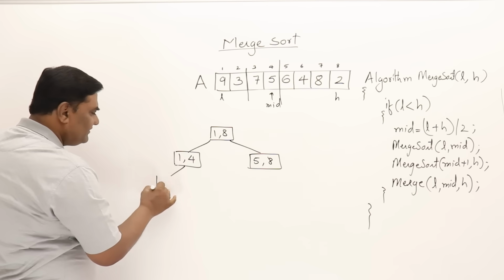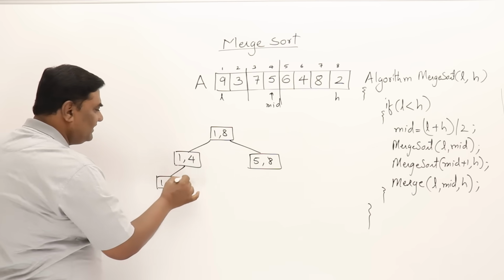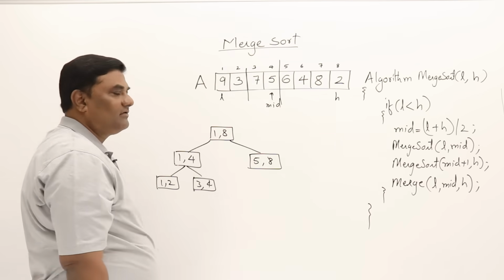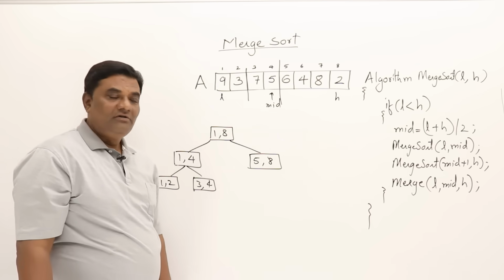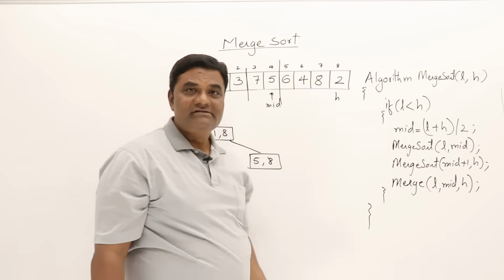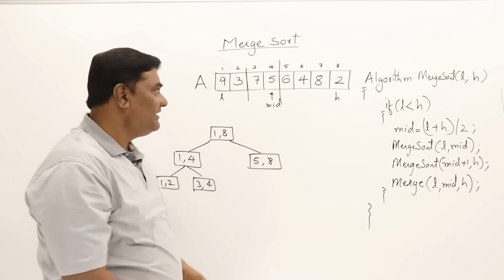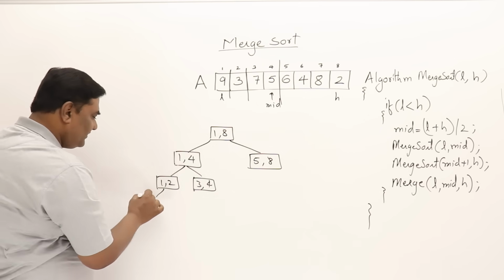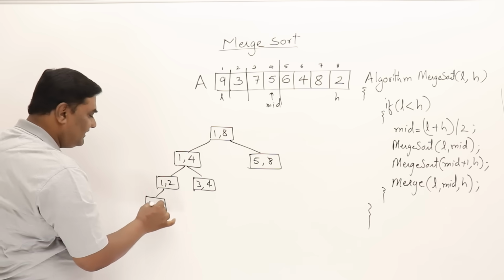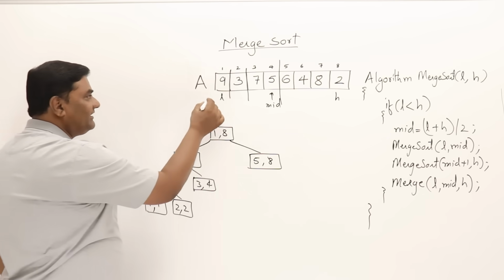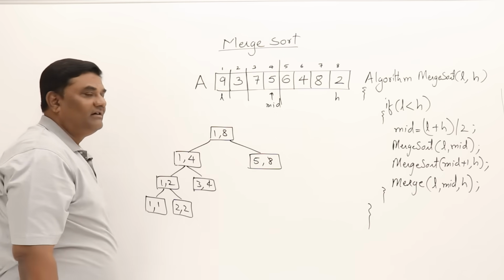So this side is 1 to 2 and this side is 3 to 4. Now when we take this, again low is less than high. Yes, there are 2 elements, so this is still large. Again split it. So 1 to 1 on this side and 2 to 2 on this side. Now there are just 1 elements.